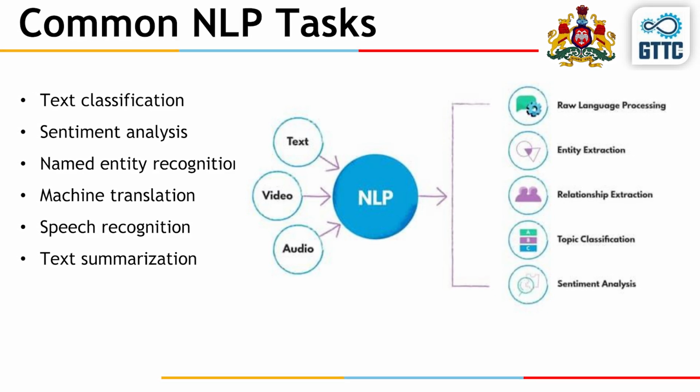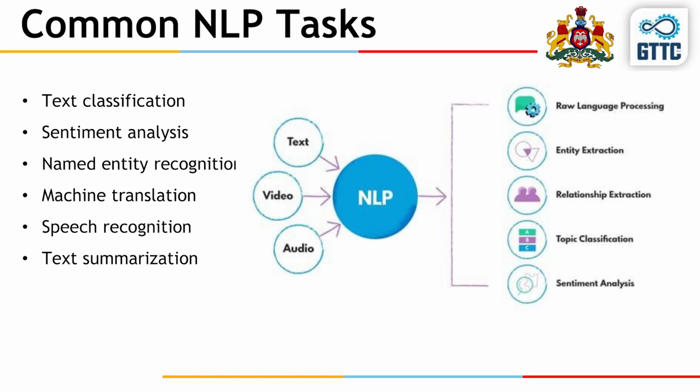That is text classification. The second one is sentiment analysis. Sentiment analysis determines the emotional tone of the text. For example, detecting if a product review is positive, neutral, or negative. So that is sentiment analysis.